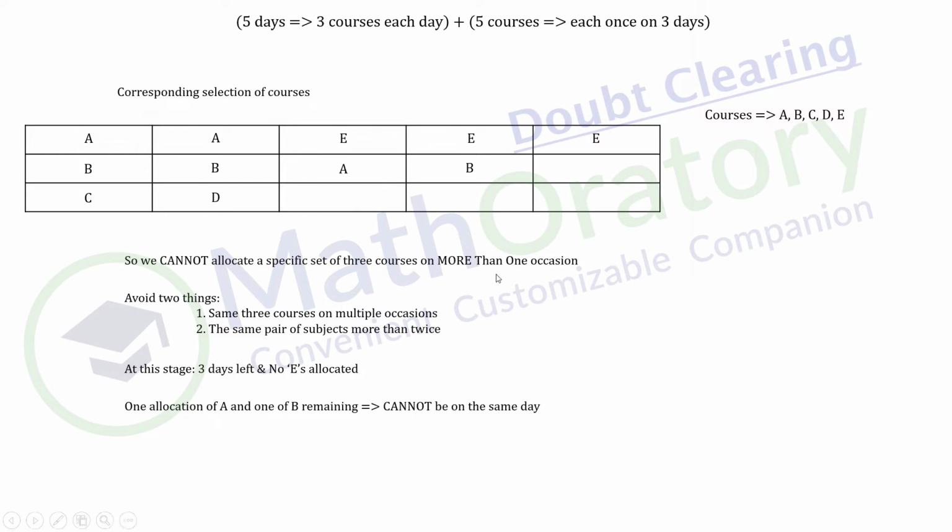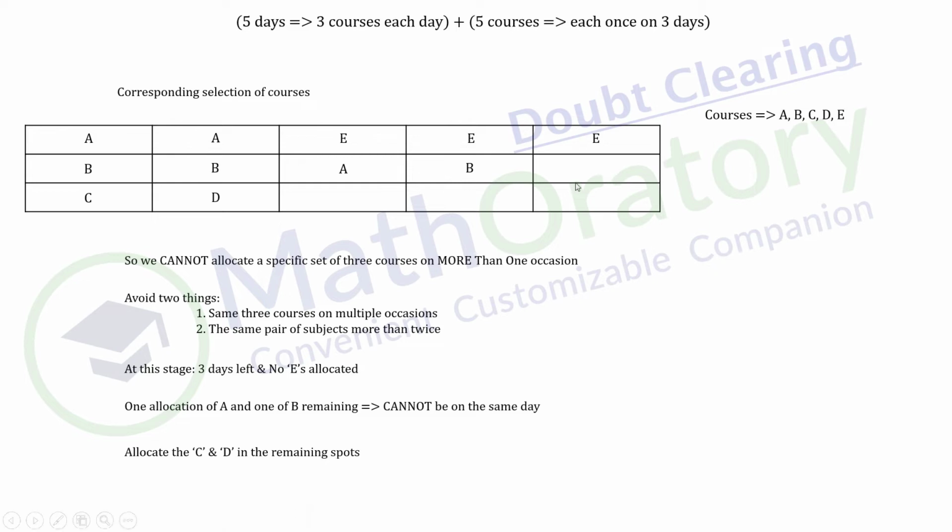So again, at this point, which day this is and all, that really doesn't matter. This is just to understand the different types of allocation that we can have. And just allocate C and D in the remaining spot. So at this point, you can check that we have already completed three allocations of A. We have completed three allocations of B, three allocations of E. So the only courses left to be allocated are C and D in the remaining slots, right?